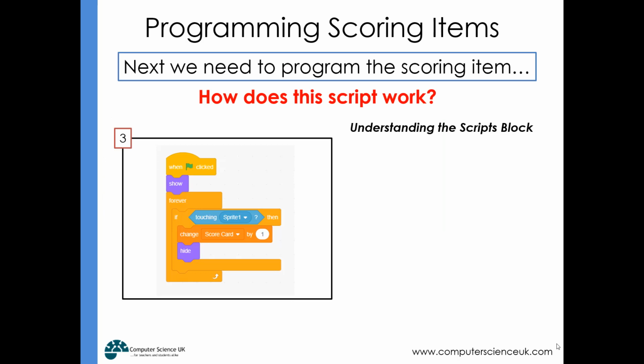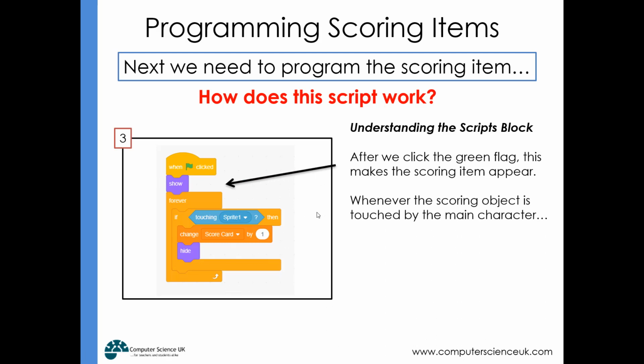Now what I need to do is program the scoring item so that I can have some points each time the main character touches that particular coin or picks it up, for example. So to do that, I'm going to use the following script. Now how it works, when we click the green flag, we're going to make the scoring item appear. So that's why I've got this show script down here. And then it's going to forever check to see if it's touched by the main character. So this scoring item, this coin, has got the code to check to see if it's ever touched by sprite one, which is in this case the cat.